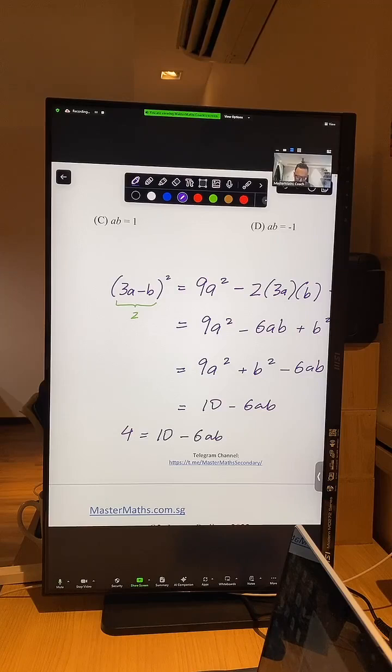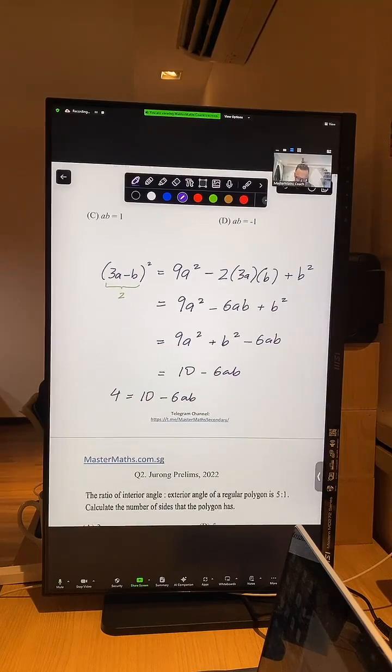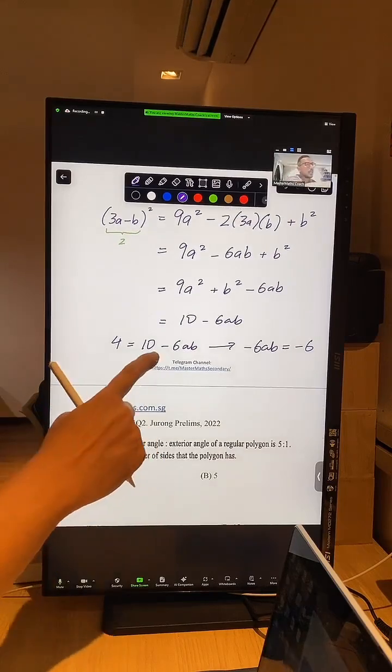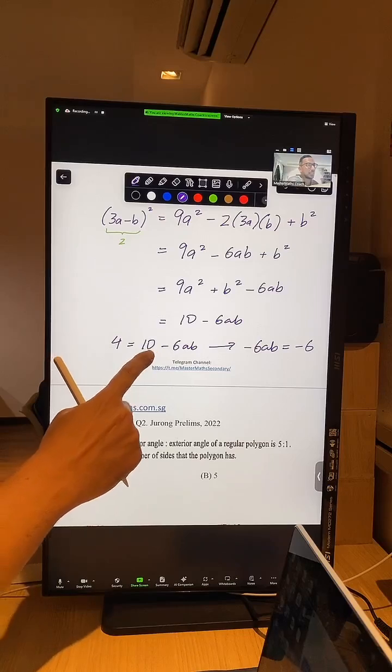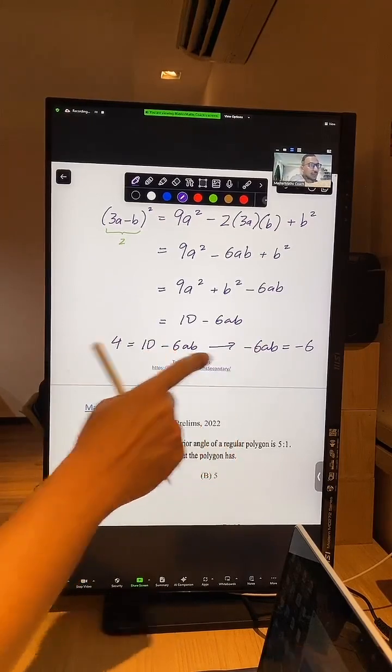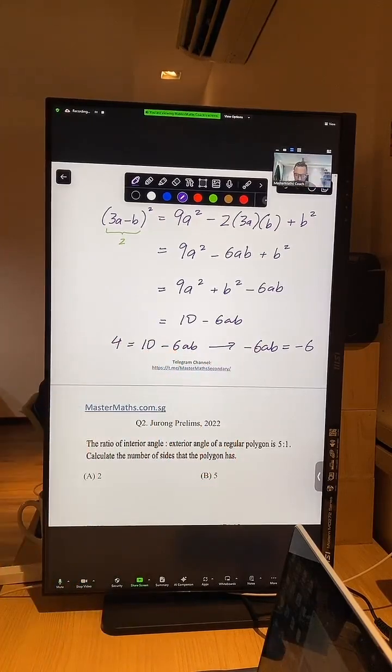We're getting somewhere, aren't we? So therefore, minus 6ab equals negative 6. I hope you all can see this. Because if I subtract 10 from both sides, I actually have minus 6ab equals negative 6. And ab will now be minus 6 over minus 6, which is 1.